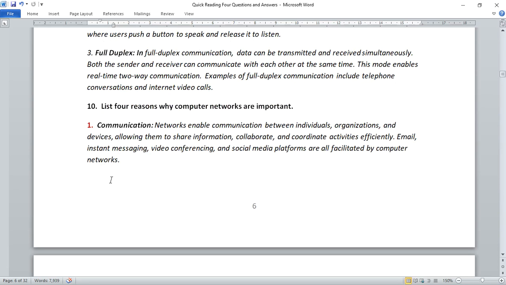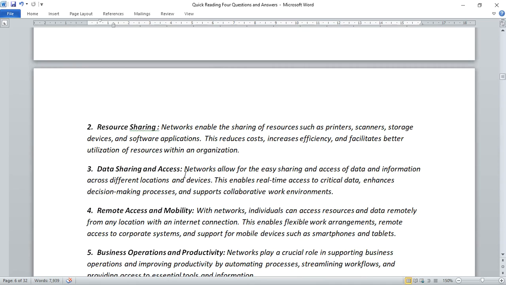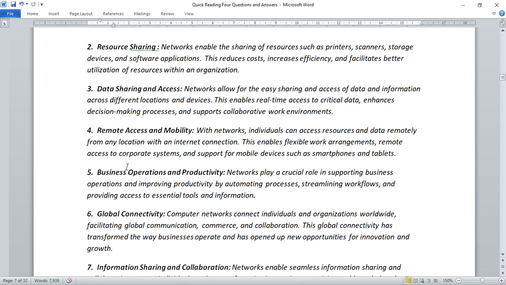Then we have 4 reasons why computer networks are important. Number 1 is communication. Computer network is important for communication. Remember, communication is exchange of data between the sender and the recipient. You can give an example of an SMS or an email. Then we have resource sharing. In an office, some gadgets are very expensive, like the printer, scanner, and storage devices.